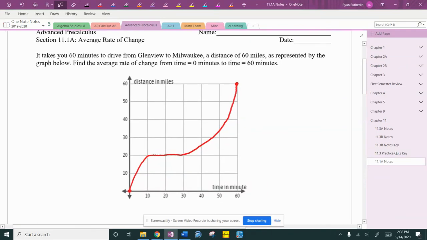Hello, everyone. Mr. Sutherland here, and today we are going to start our final section this year. This chapter begins to introduce one of the main ideas of calculus, and that is the idea of the derivative.